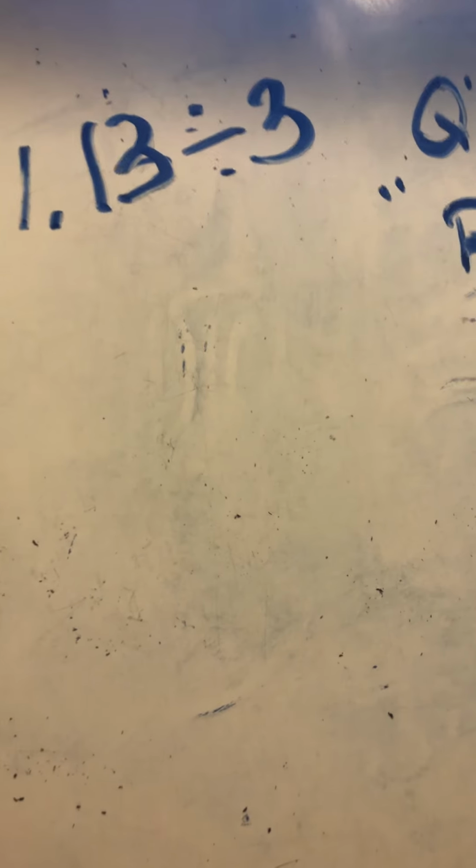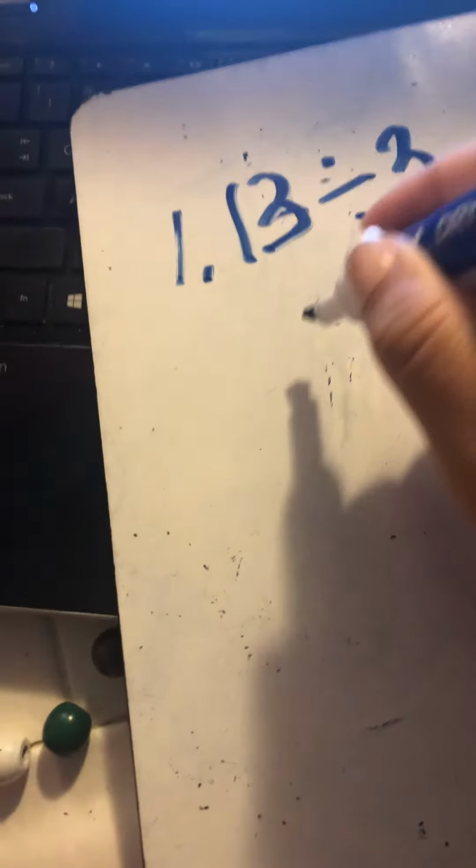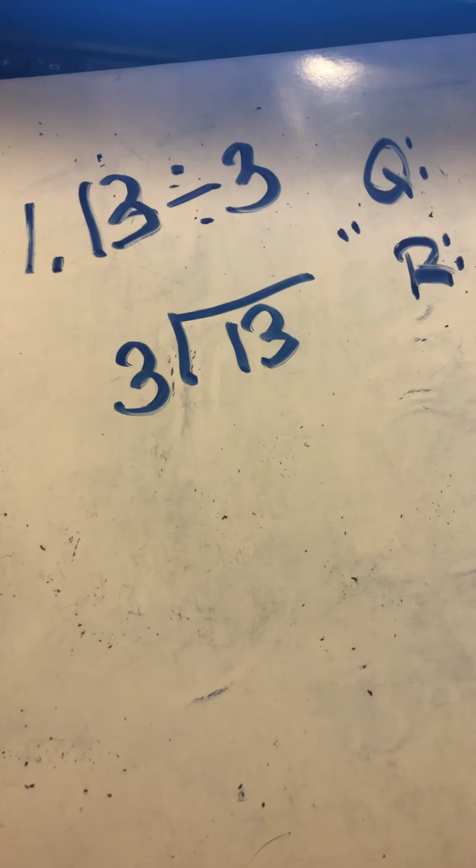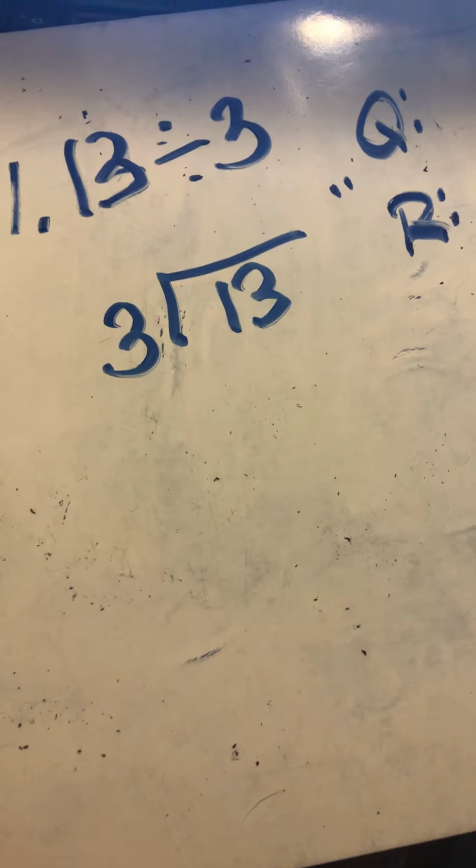Okay, 13 divided by 3 is going to be our next problem. So let's try it again. 13 divided by 3. It can look like this. It can also look like 3 goes into 13 how many times? Either way, they're both written the same way.